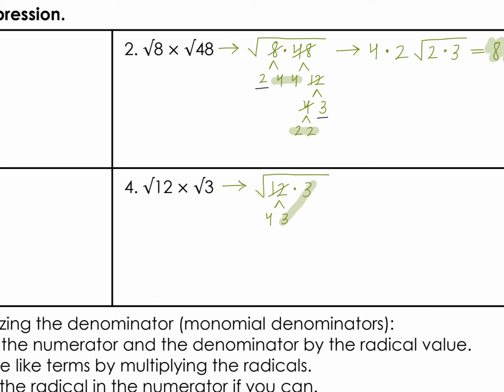Then we can factor that 4 into 2 times 2, and now I have another pair. So in this problem, I don't have any leftovers, which means I shouldn't have a radical in my answer. But when I pull out the 3 and the 2, make sure we are multiplying 3 times 2 from my pairs, and we will get 6.